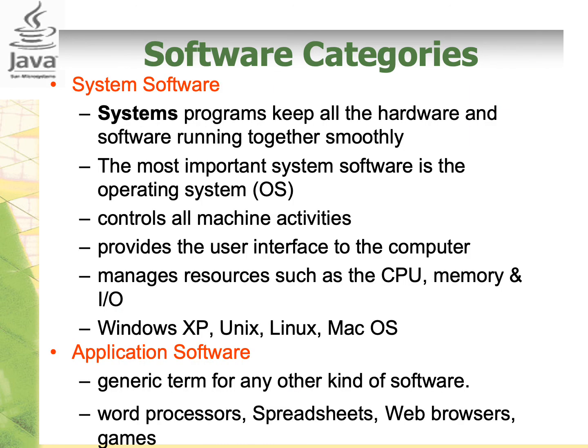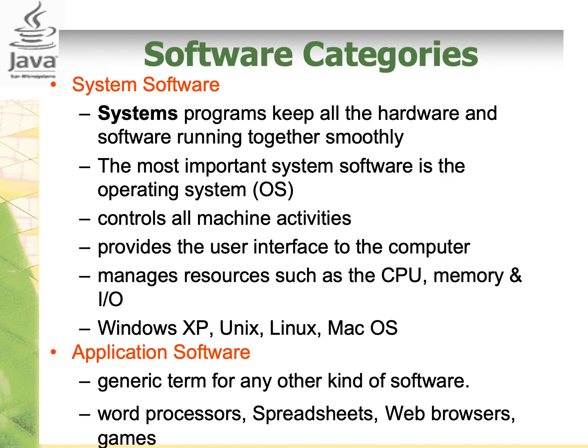I have mentioned in previous slides that software can be categorized into two, which are the system software and the application software. The system software keeps all the hardware and software running together smoothly. An example of it is the operating system, or OS. The OS controls all machine activities and provides the user interface to the computer. It also manages resources such as the CPU, the memory, and also the input and output. Examples of known OS would be Windows, Unix, Linux, and also Mac OS.